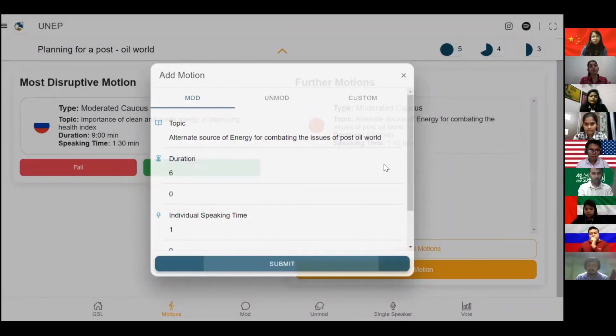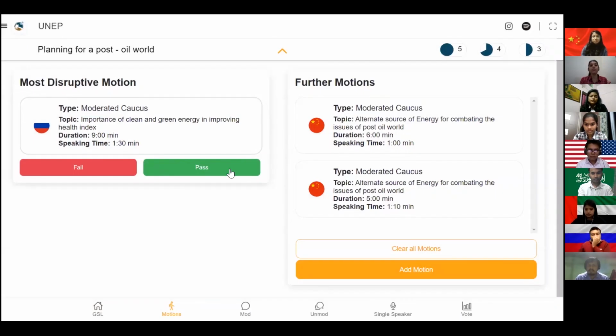Now is the time for voting on these motions. Voting on caucuses will proceed in the order of most disruptive. Hence, the motion that impacts the rules of formal debate the most will take precedence. For instance, a motion for a 9-minute moderated caucus would be voted on before a motion for a 6-minute moderated caucus. Okay, according to the order of disruption, the delegate of Russia's motion will be voted upon first.